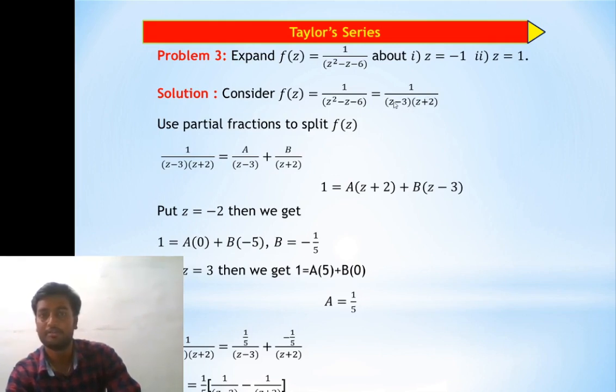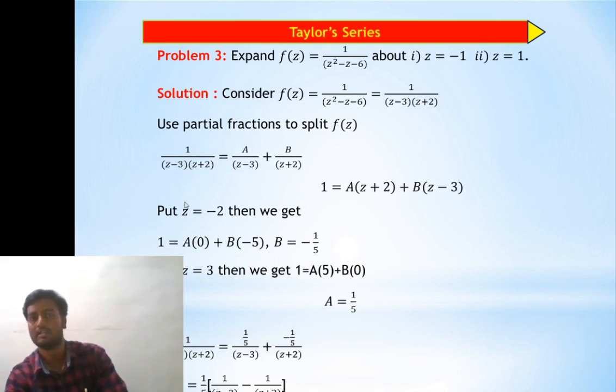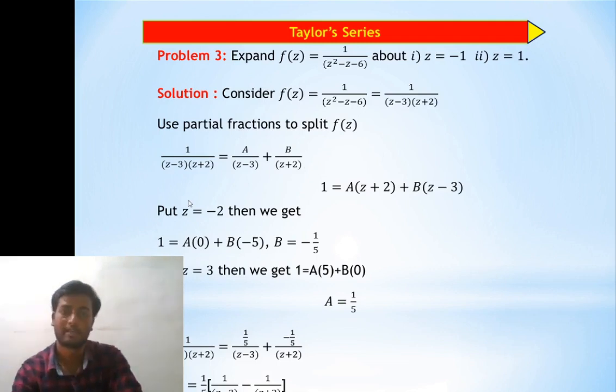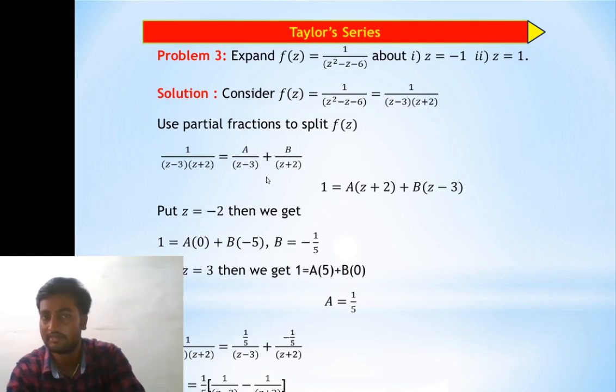So now you need to split this function using partial fractions. So which is 1 by (z minus 3)(z plus 2), which can be written as a by z minus 3 plus b by z plus 2. See, in Taylor series as well as Laurent series, the partial fraction is very important. So if it is linear, directly you put a by that linear factor. If it is a square factor, you put az plus b. So these are linear factors, so a by z minus 3 plus b by z plus 2.